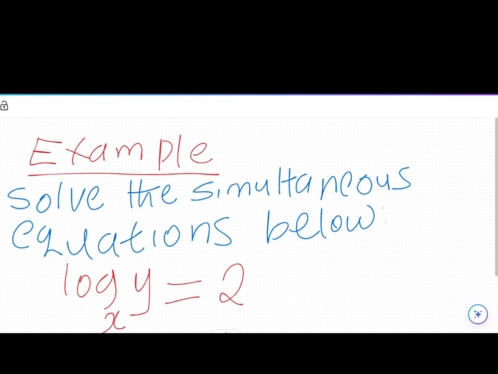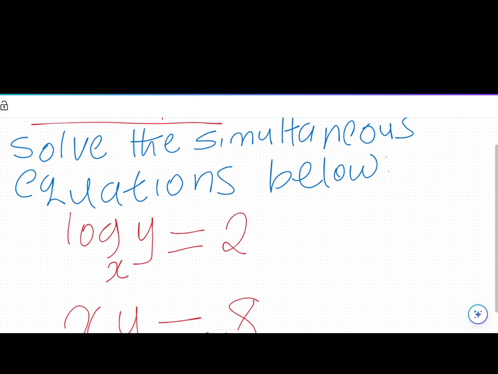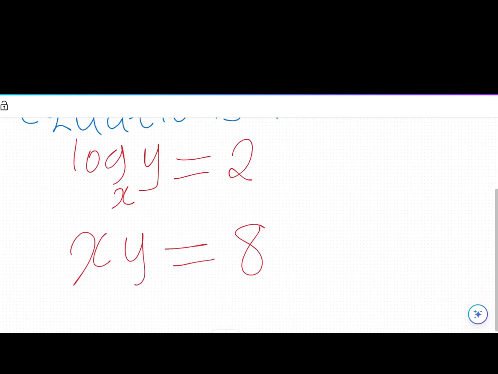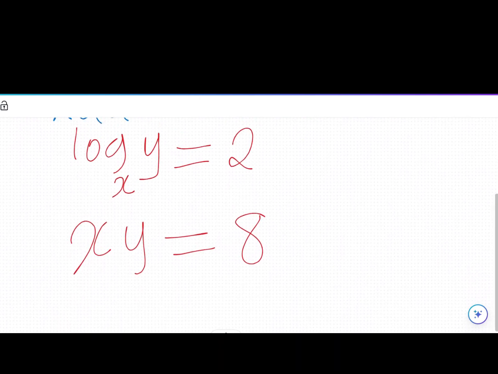In today's class, we are going to look at logarithmic equations and expressions. Here is the example that we have. Solve the simultaneous equations below. We have log y base x is equal to 2, and xy is equal to 8.